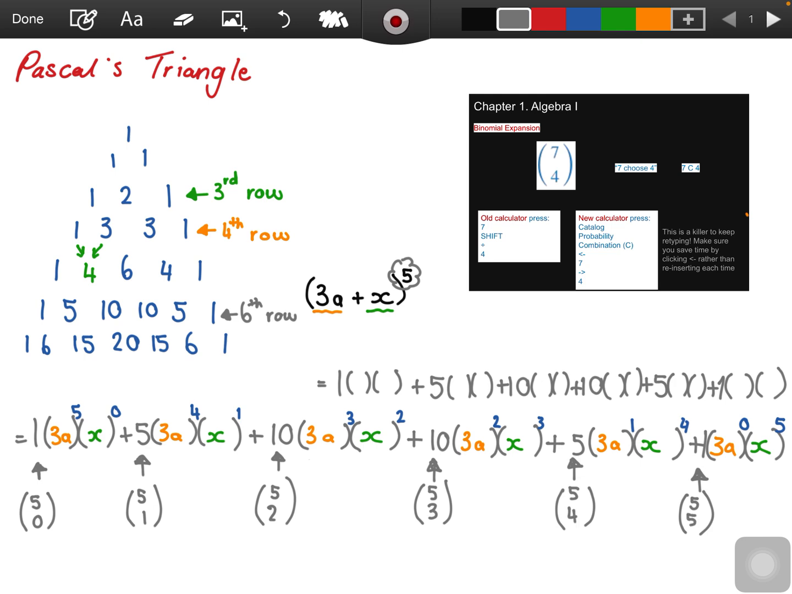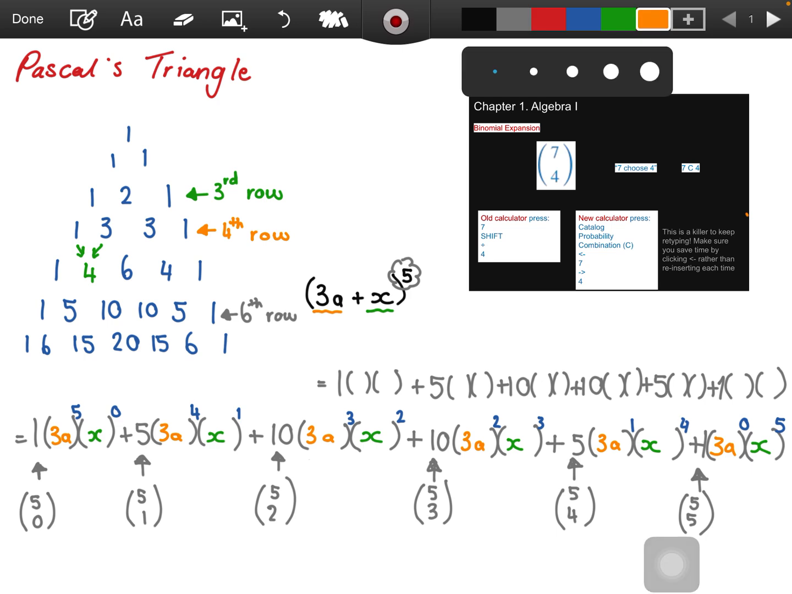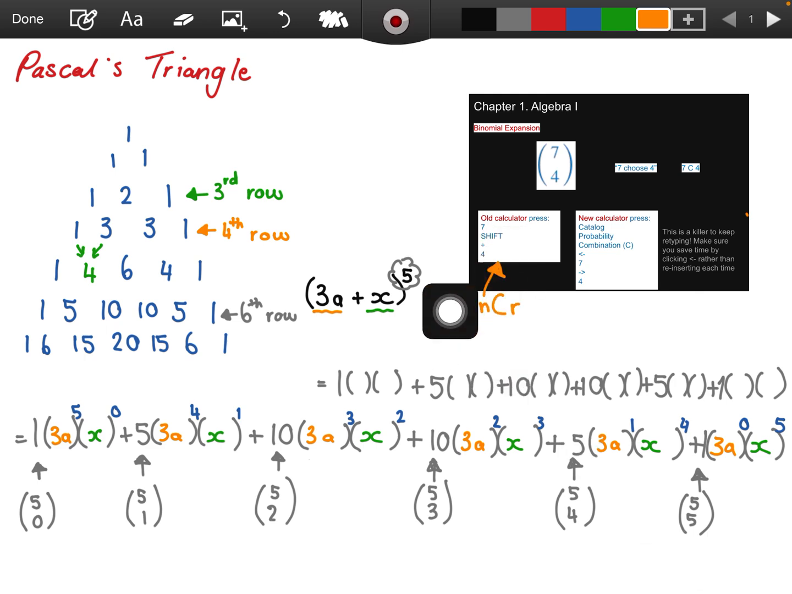If you type them into your calculator, on the older calculators, there's a button on top of the divide that looks like this, nCr. That's on the older calculators, and to press it, we just press Shift and then divide. So it's on top of the divide, so we press Shift and then press the divide symbol. On the new calculator, it is a bit longer. You have to go into catalogue, then probability, then combination.